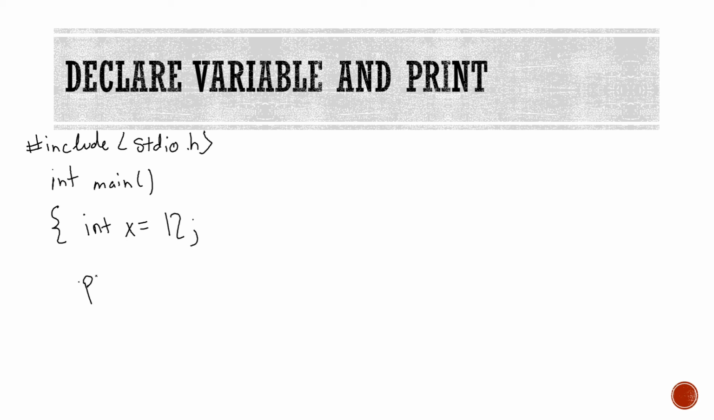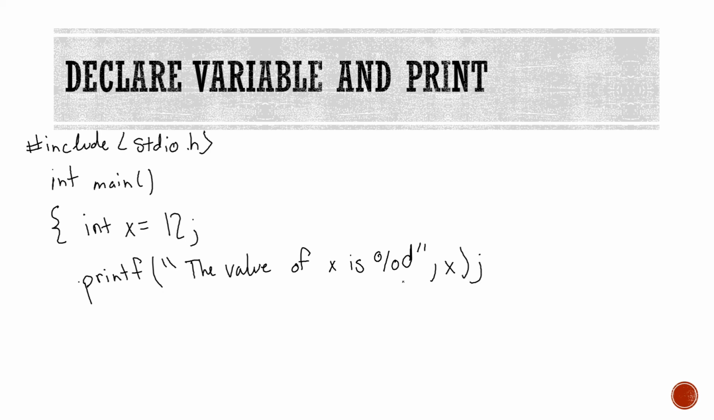Now I want to print it out. I want the program to print out the value of x. So I'm going to say printf the value of x is %d, comma, x, close, and semicolon. Remember, when we declare which variable the %d is, we close the quotation marks before that. We return 0. We close the brackets.